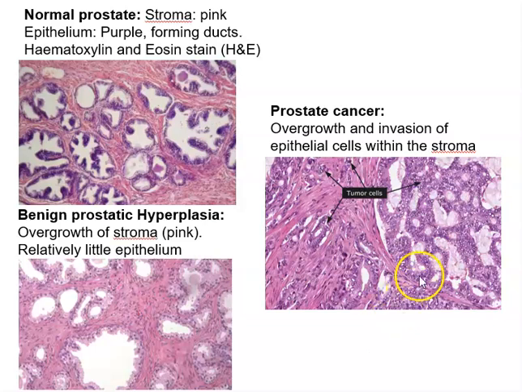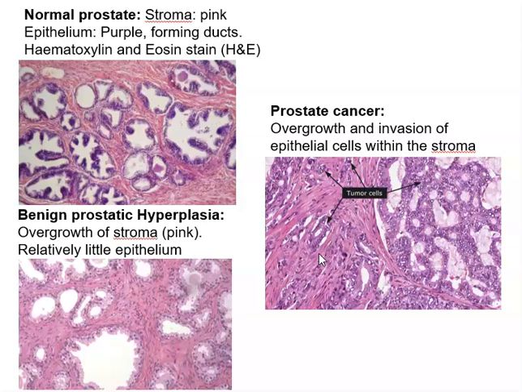Prostate cancer is an overgrowth of these epithelial cells, and the overgrowth to such an extent that they break out through the basement membrane and infiltrate into the underlying stroma. So this is a large tumour growing, and also within the stroma you can see that there are epithelial cells all the way through the stroma. They're not acting as ducts, they are infiltrating the stroma.